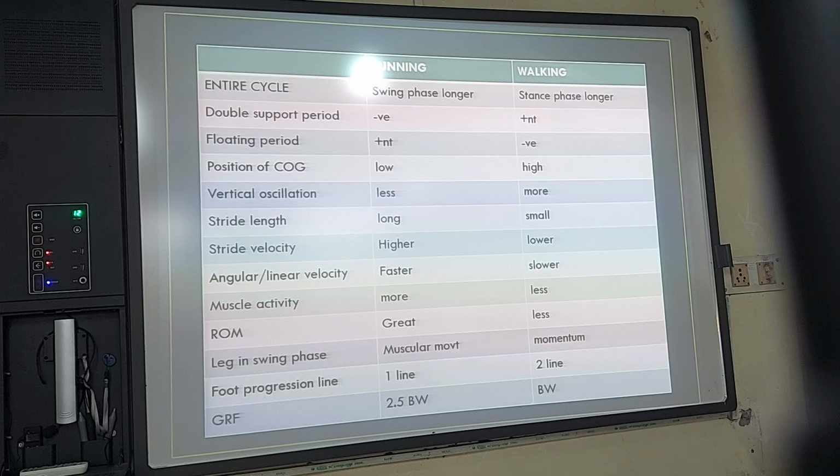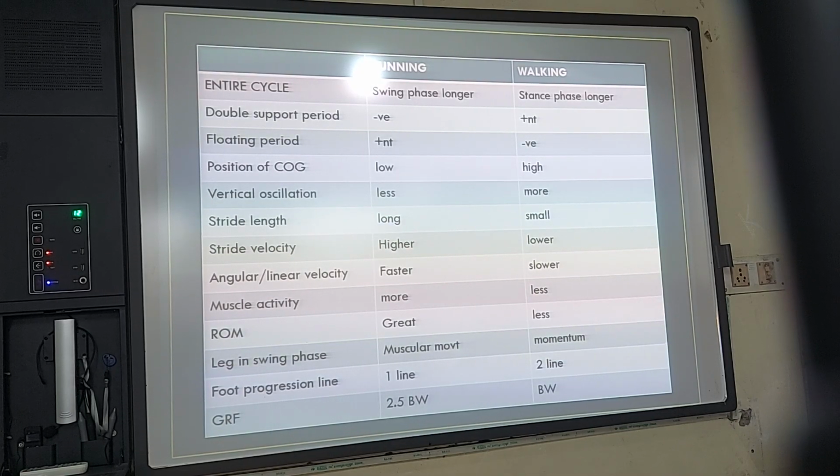We have already discussed everything. That's why I'm just reading. Angular velocity, or linear velocity, is faster, of course. In running, velocity will be faster as compared to walking, where it is slow. The muscle activity is more in running as compared to walking. Range of motion is great in running, less in walking. Leg in swing phase, muscular movement is there, whereas in walking, he is walking with momentum. No muscle action is happening in the swing phase.